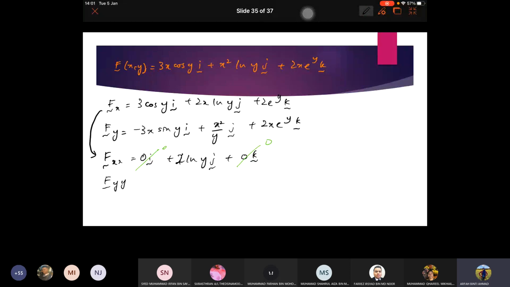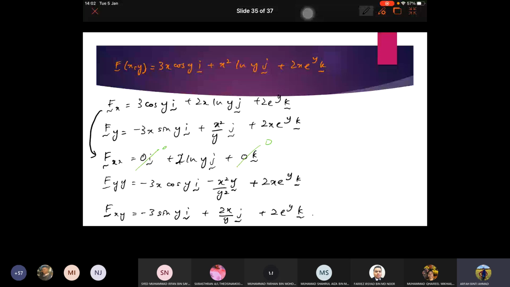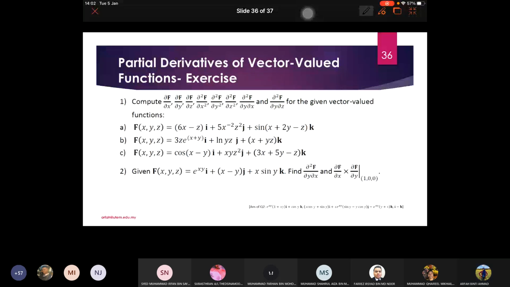So f terhadap y akan sama dengan daripada y you akan dapat negatif 3x cos y i tolakkan dengan x kuasa 2 per y kuasa 2 for the j component tambahkan dengan 2x exponential y for the k component and bezakan fxy daripada sini tapi bezakan terhadap y pula you akan dapat negatif 3 sin y i tambah 2x per y j tambah 2 exponential y for the k term. Okay. So itu macam mana kita bezakan vector function bagi setiap komponen. Okay. Dapat eh? So example 2 tu nanti saya bagi jawapan for the example.